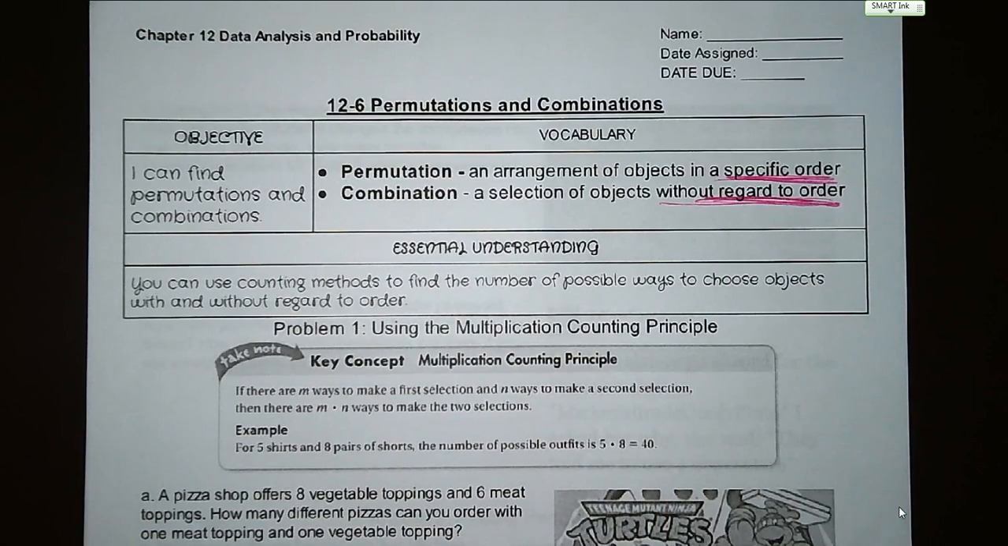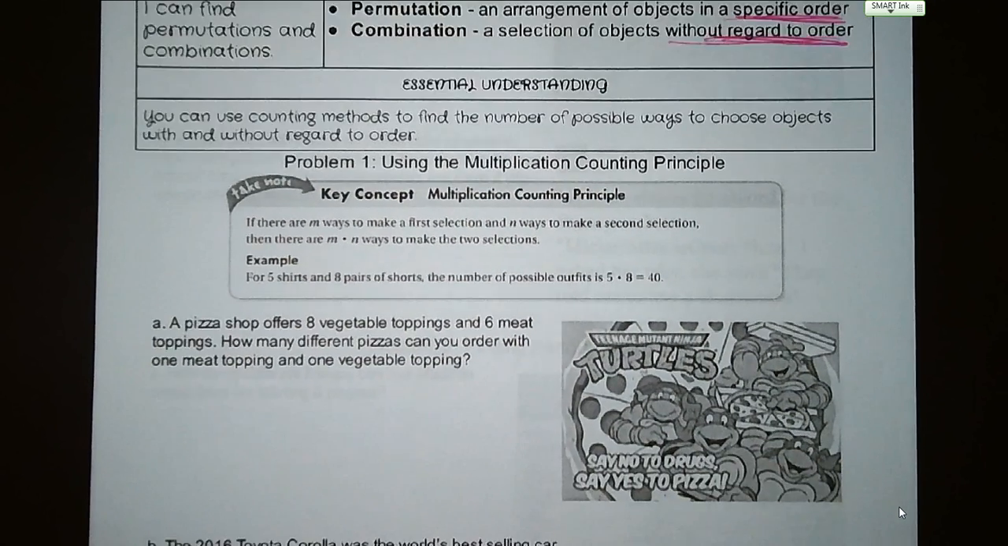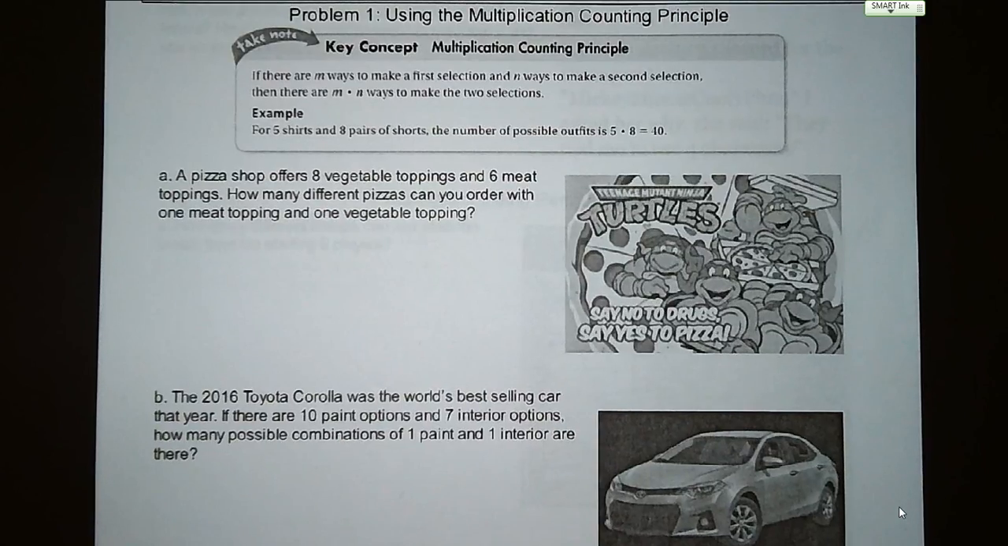You can use counting methods to find the number of possible ways to choose an object with or without regard to order. So the first of our ways is the multiplication counting principle. What this says is that if there are m ways to make the first selection and n ways to make the second selection, you simply multiply m times n in order to get your total number of combinations.